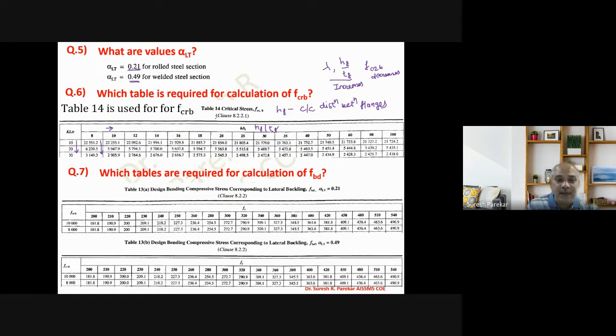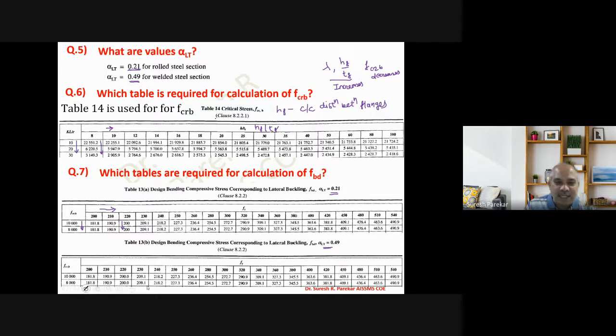FCRB and FBD, what is the relation? If your FCRB decreases, your value of FBD also decreases. But if FY increases, my value of FBD also increases. So for alpha LT 0.21, your FBD values are greater than for alpha LT 0.49.